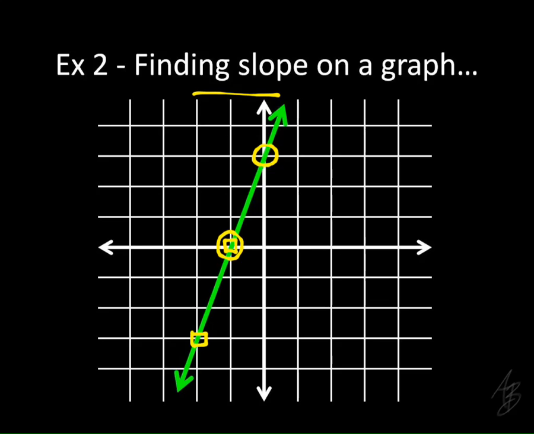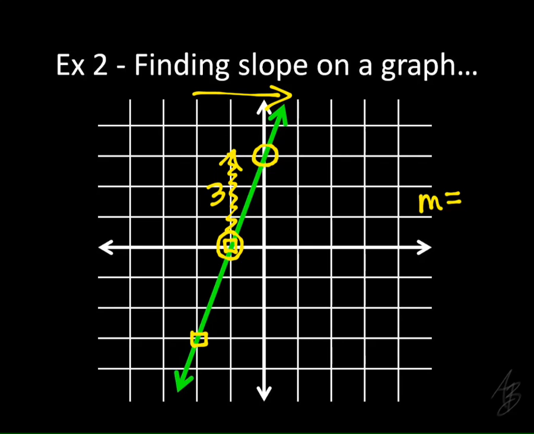So when we go from left to right, remember, that's going to give us a run that is positive. So we're going to start by writing m equals. We always write m equals. We're going to do the rise on top. So starting at this point here, do I go up or down? Up. I go up. How far do I go up? 3.